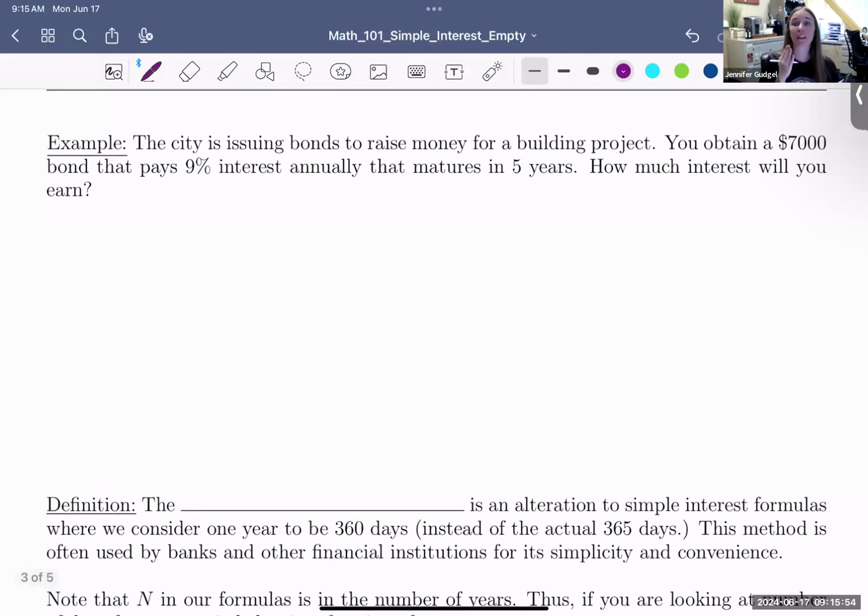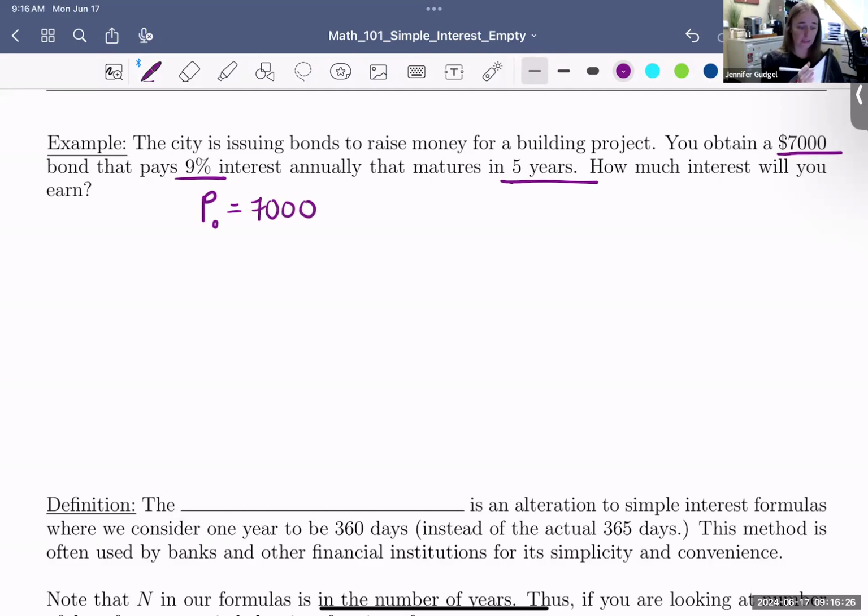So once again, I'm going to label the pieces I'm given and what I'm looking for, because as we move forward through this module, that is really going to help you tackle these problems when you're unsure. All right, so we've got a bond situation. We obtain a $7,000 bond that pays 9% interest annually and matures in 5 years. So the initial amount, P naught, was 7,000.